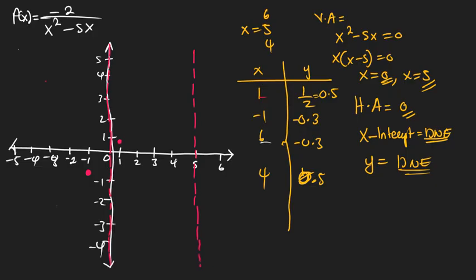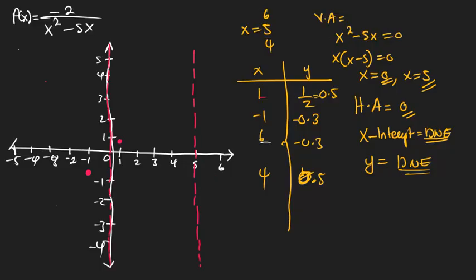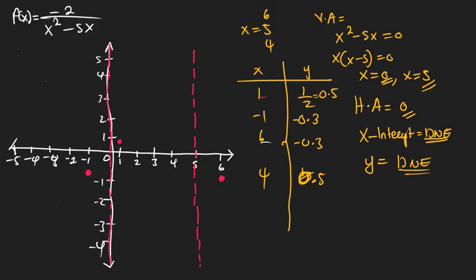Then 6, negative 0.3 is here. Another beautiful point here. Another beautiful point, I've gotten it, it's here. That's the good part about this concept. Then I can plot 4, 0.5, which is still here.